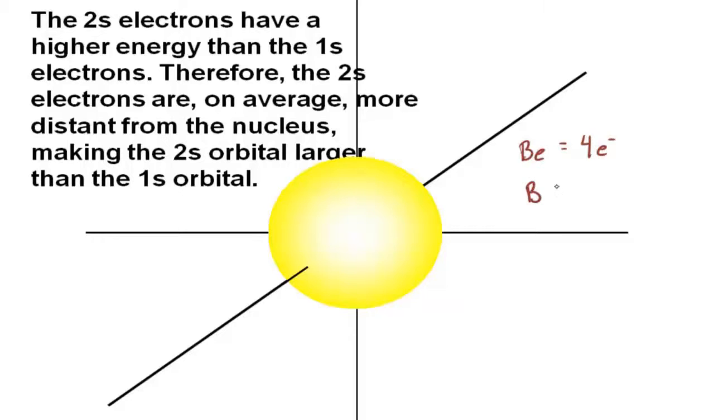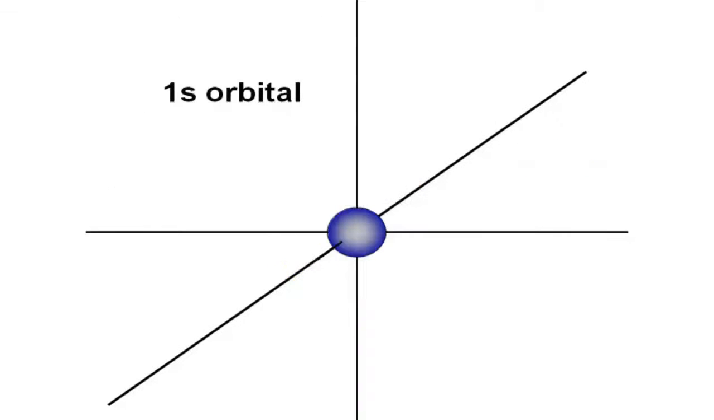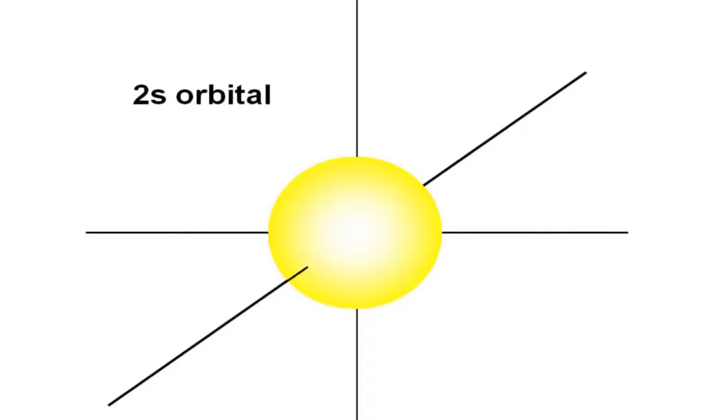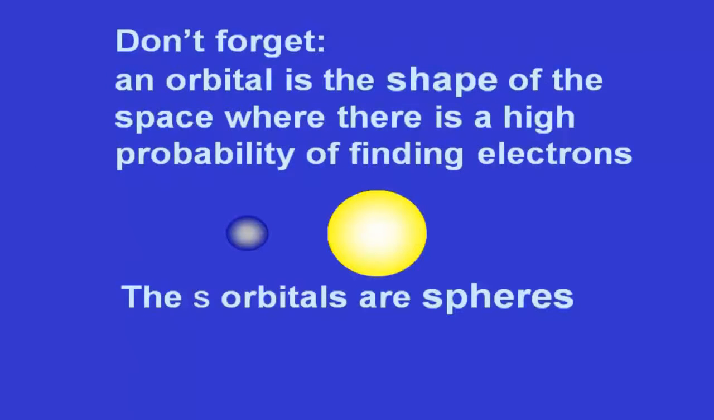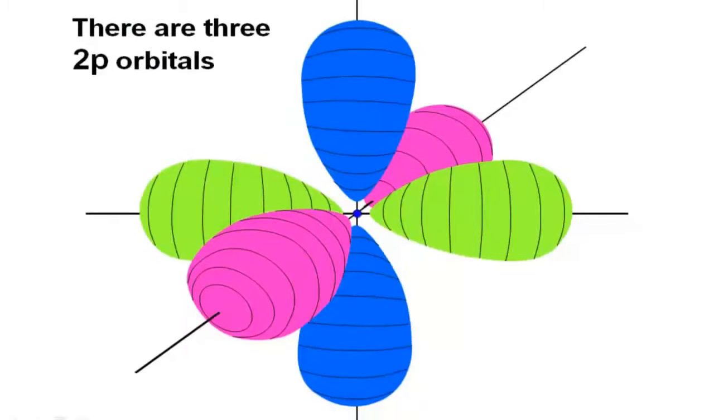But what about boron? Boron has 5 electrons. Where is the fifth electron going to go? So as you may have guessed, we're going to go to another orbital, a higher energy orbital. And here, just to review, we have the 1s orbital that has 2 electrons. We have the 2s orbital that has 2 electrons. Don't forget, the orbital is the shape of the space where there's a high probability of finding electrons, 90%. S orbitals are spheres. What about that fifth electron? The fifth electron is going to start filling the 2p orbitals.